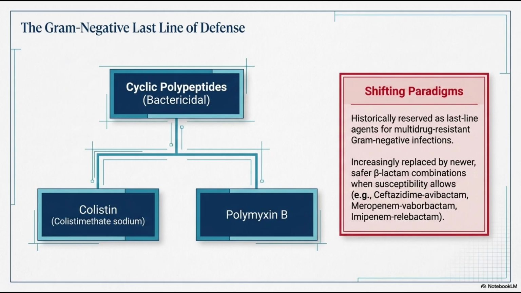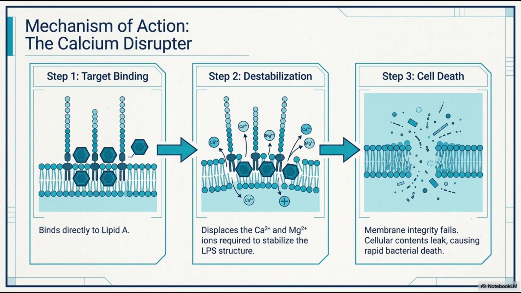I always assume these just punched brute force holes in the bacteria, but the mechanism is actually incredibly specific, isn't it? It really is. Polymyxins target a very specific component called lipid A. And that's in the outer membrane of gram-negative bacteria, right? Exactly. Normally, that membrane is held together tightly by calcium and magnesium ions. The polymyxins come in and aggressively displace those stabilizing ions. So it's basically like pulling the crucial load-bearing blocks out of a Jenga tower. Yeah, until the bacterial contents just leak out.